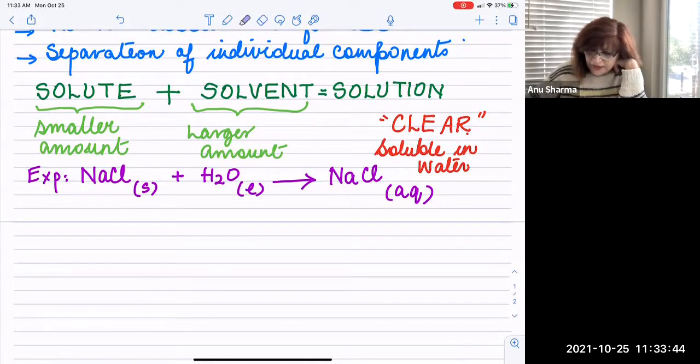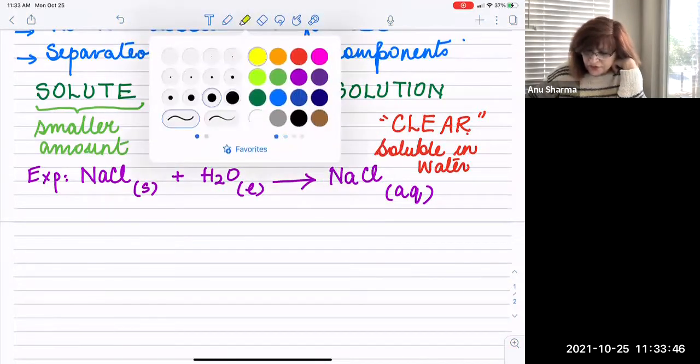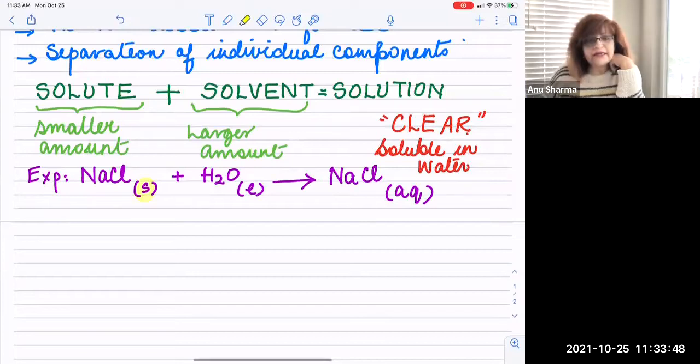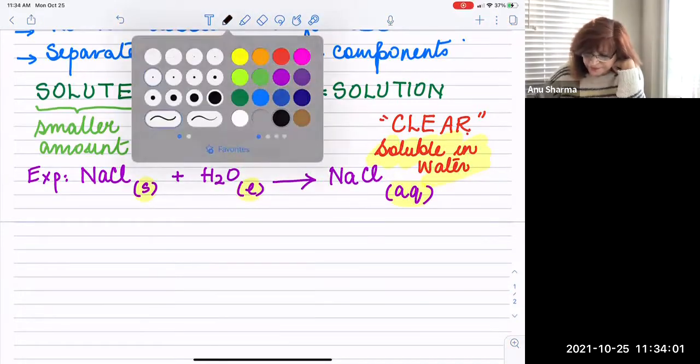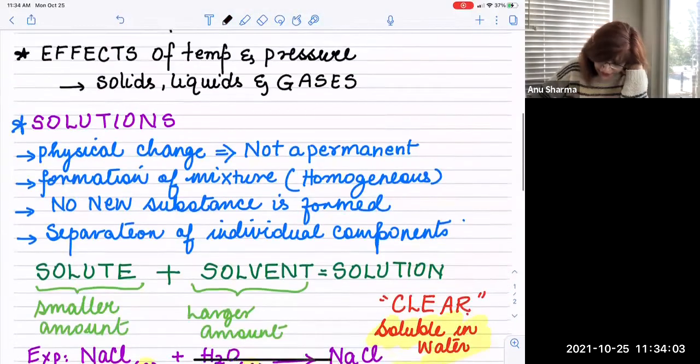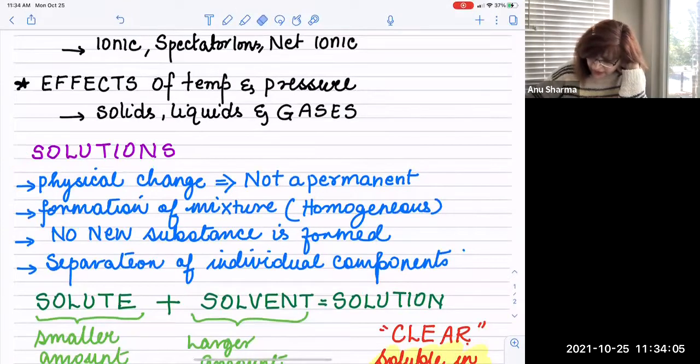Like I said, pay attention to the states: solid, and this is a liquid. When this mixes together, aqueous stands for solubility in water, and it looks clear. So that's a very general introduction. Let me just label this as part 1.